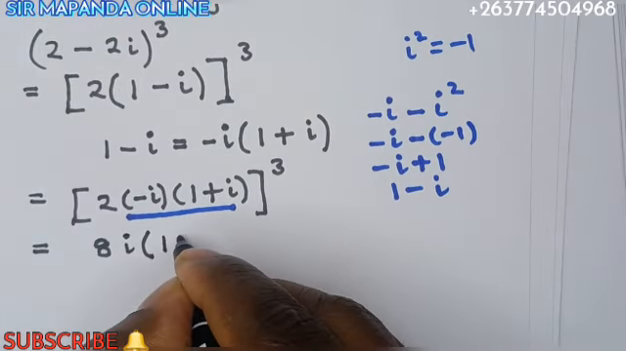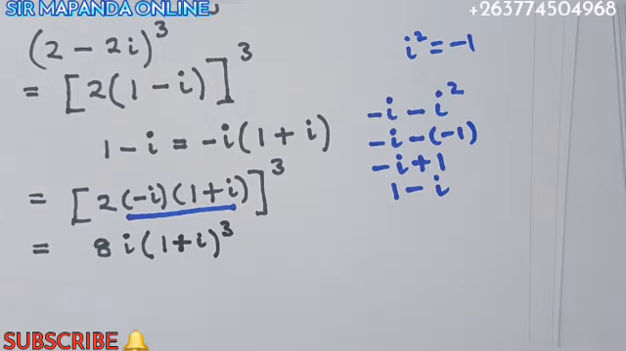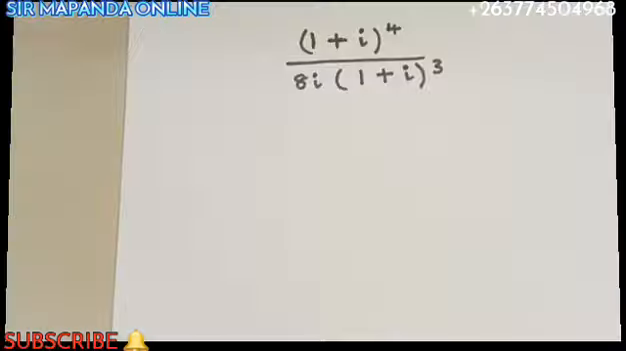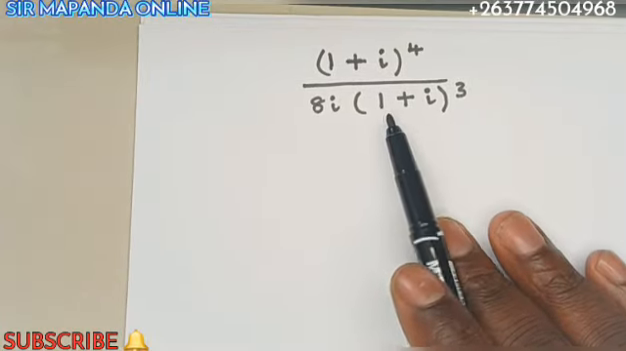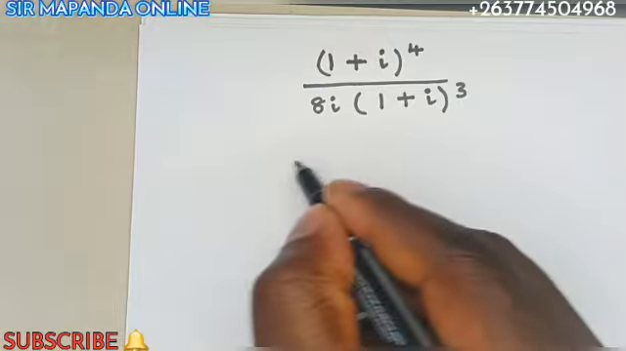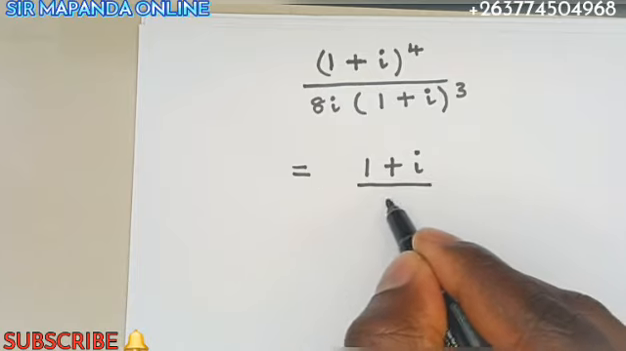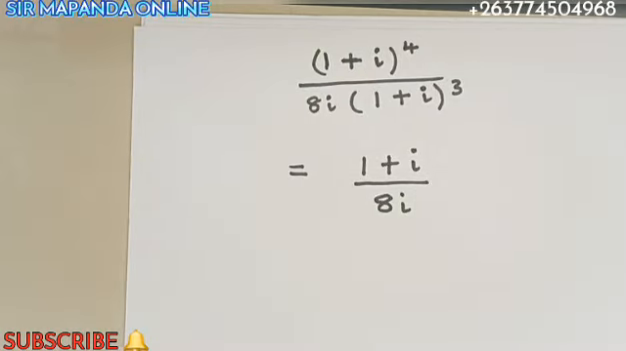Then (1 + i) is going to be raised by 3. I hope you are following. So 8i(1 + i)^3 is going to represent our new denominator. Right, so you can notice that (1 + i)^3 is a factor of (1 + i)^4. So if (1 + i)^3 enters into (1 + i)^4, you get 1 + i. So I'm going to write (1 + i) divided by 8i. I hope you are following.